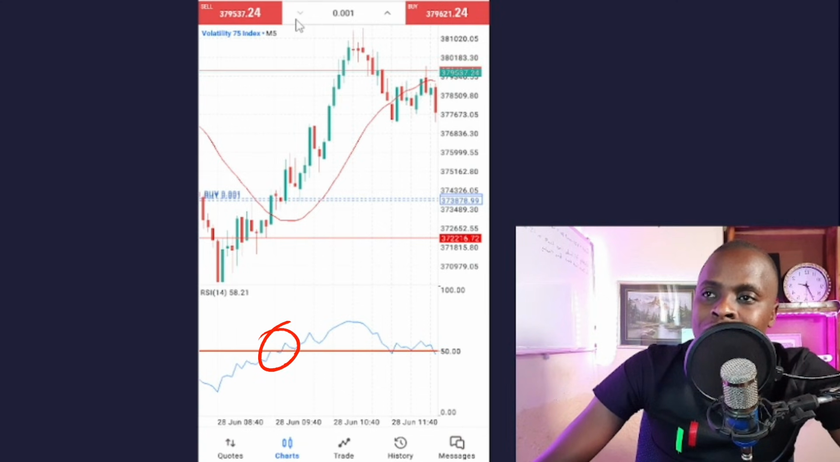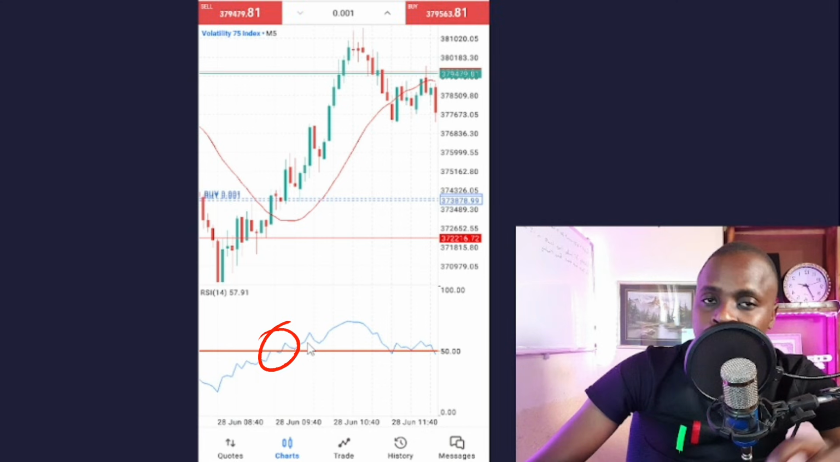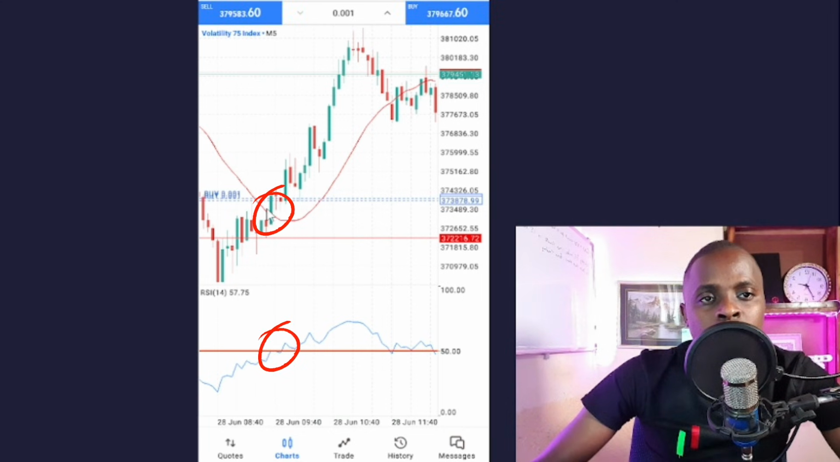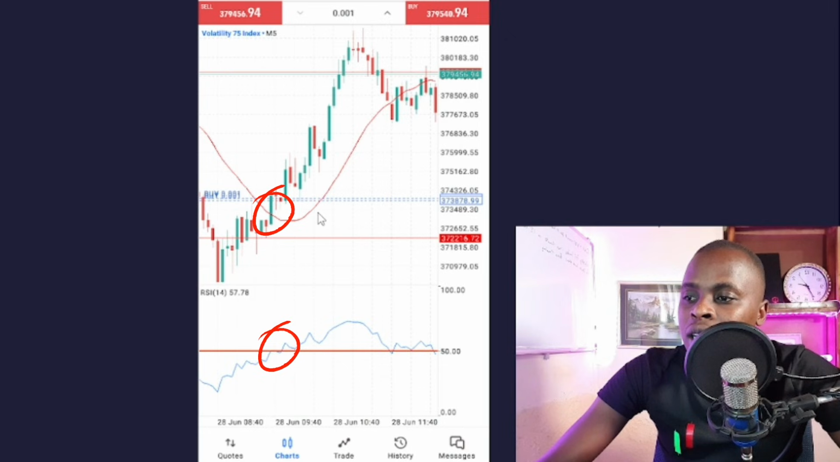So what we want to do here is wait for the RSI to cross above the level 50. Then the next thing we look at is our actual market. If our actual market also crosses above the 21 moving average, that simply means we are going into a strong buy position. In this case, you can see I bought right here after the RSI crossed the level 50, and also the market crossed above the 21 period moving average, and then you buy there.